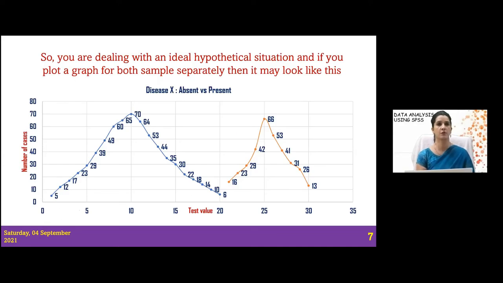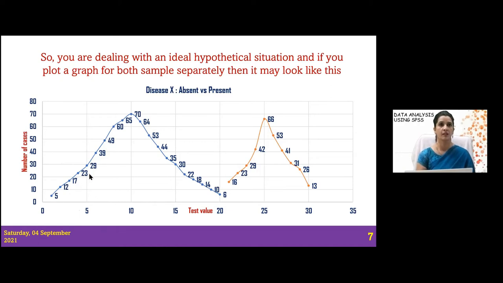Now see this situation. It's a two curve graph, where you can see that the blue curve, this one, deals with the healthy population. And this orange curve deals with the disease population. And on the x-axis, it is the test value, the value of the cutoff which we have seen, like 5, 10, 15, 20. And on the y-axis, it is the frequency or the number of cases.